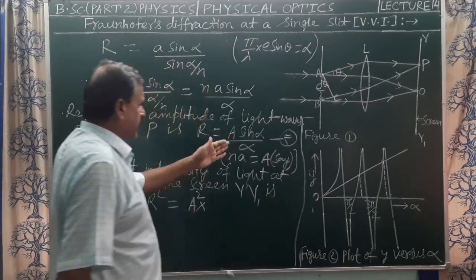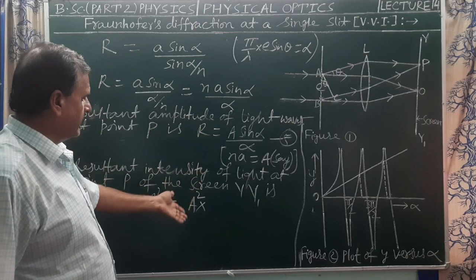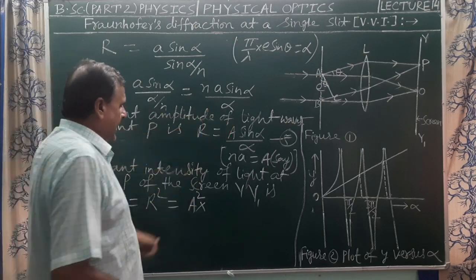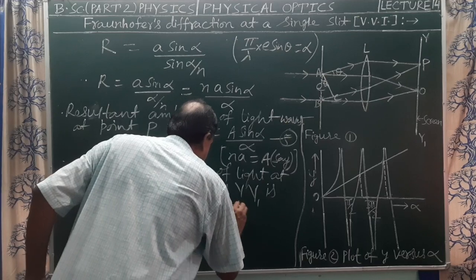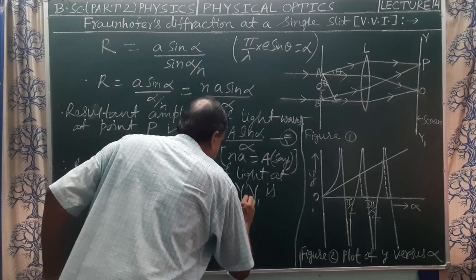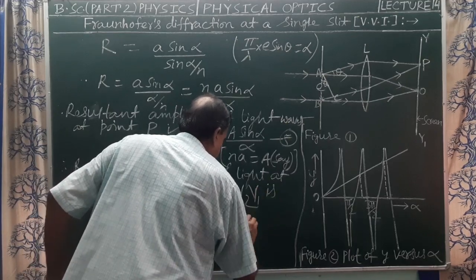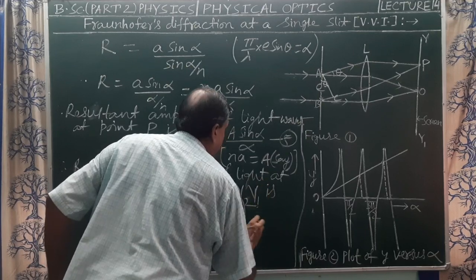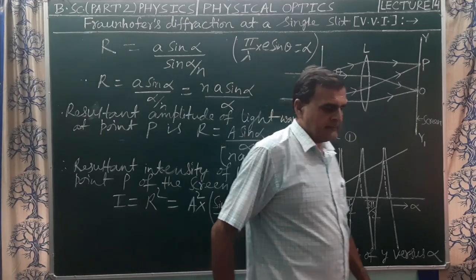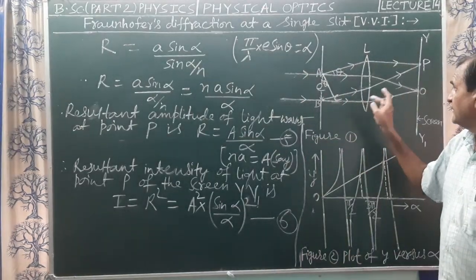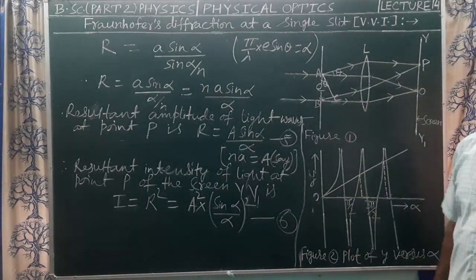R का वैल्यू सब्स्टिट्यूट किया जाए, इसमें रखा जाए A sin alpha by alpha. Therefore A square sin square alpha by alpha square, that is A square multiplied by sin alpha upon alpha का whole square. And suppose it is equation number 6, which is the expression for the resultant intensity at point P of the screen.